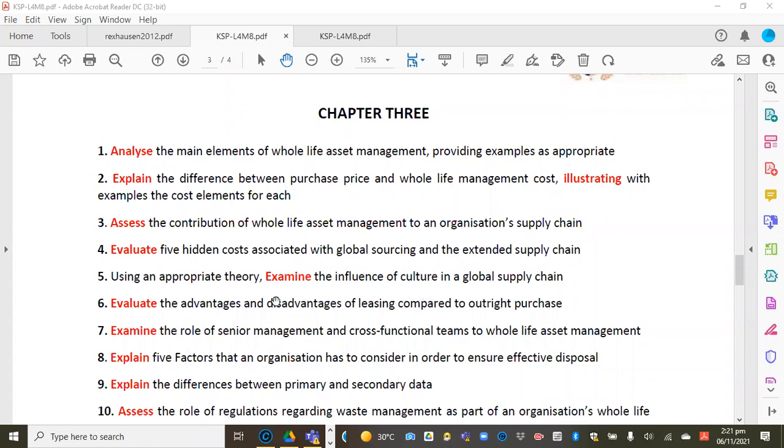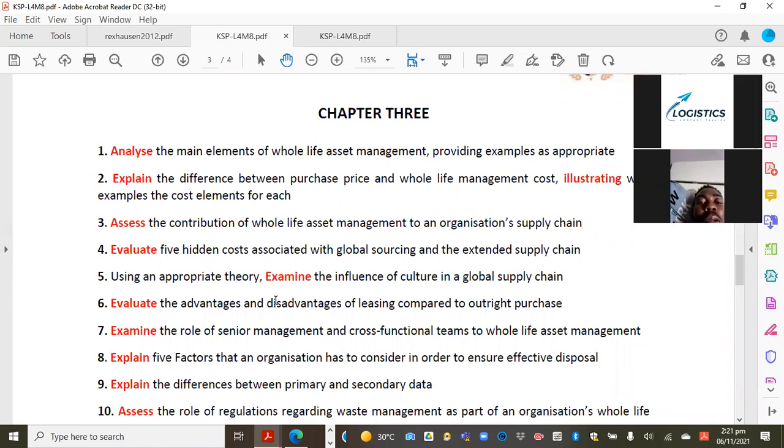Okay. So then we can look at question 5. Using an appropriate theory, examine the influence of culture in a global supply chain. In a global supply chain. So that is where we have Geert Hofstede's cultural model. We mentioned culture as one of the elements of hidden cost in global sourcing. We looked at that. Okay. So that is it.